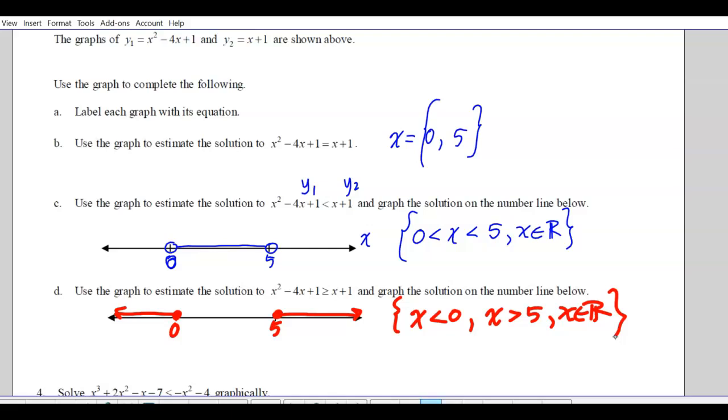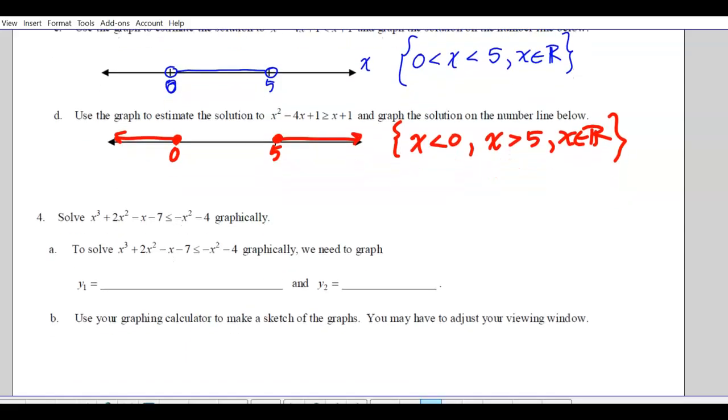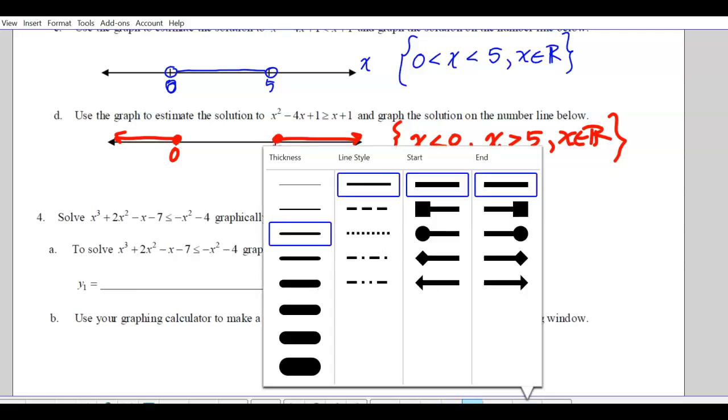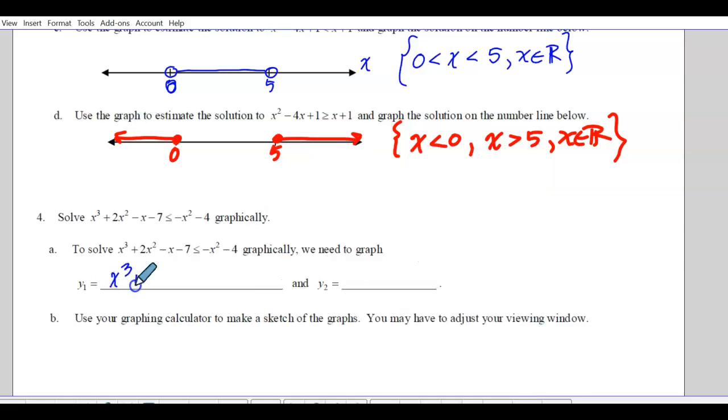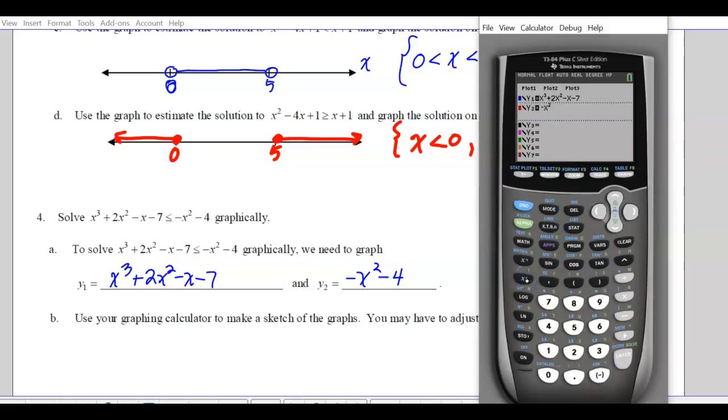Okay, so we'll do question 4 because it uses your calculator so that we can get a little bit of practice in that. So now this is a cubic and a quadratic. We're going to do it in method 1, left side, right side. So we're not going to move anything over. So we're just going to keep the left side and keep the right side and put them into your graphing calculator. Here, sorry. x cubed plus 2x squared minus x minus 7, and then negative x squared minus 4.